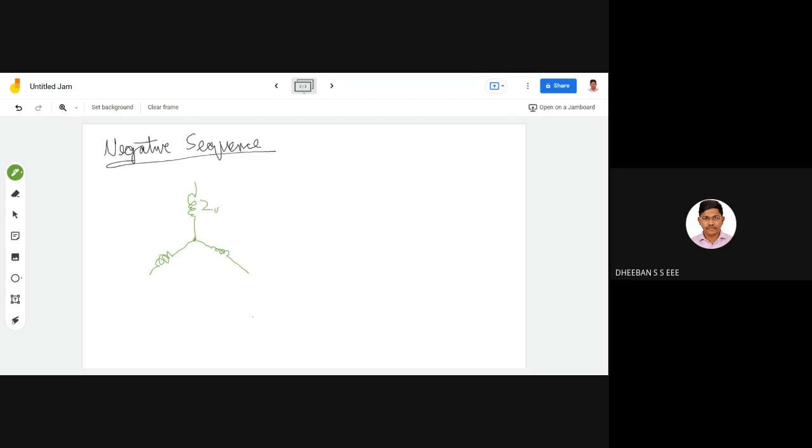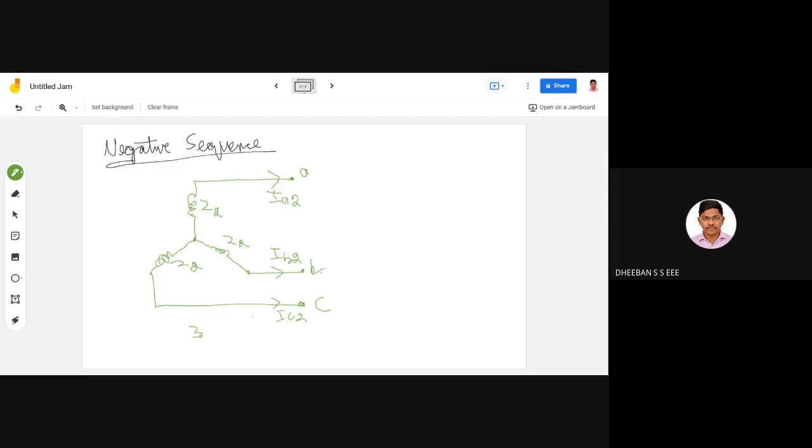So this becomes your Z2, this becomes your Z2, this becomes your Z2, and this will be your A, followed by B, and this will be your C. And over here the currents will be IA2, IB2, IC2.